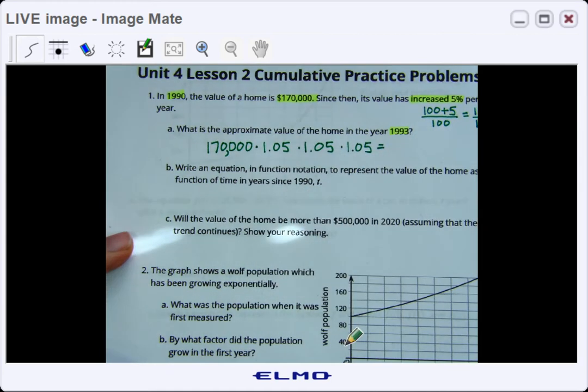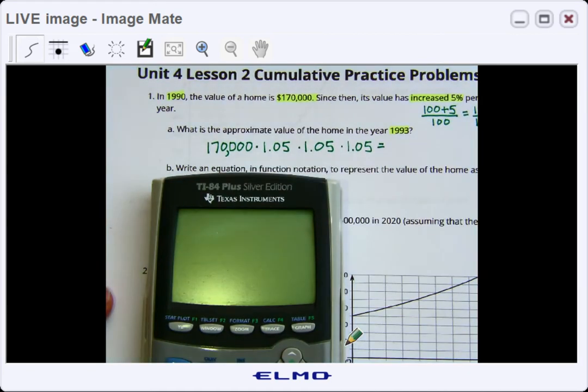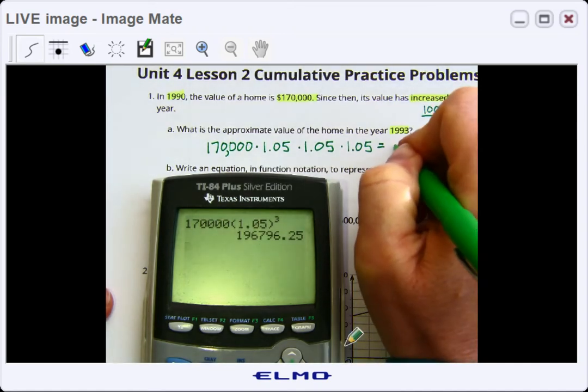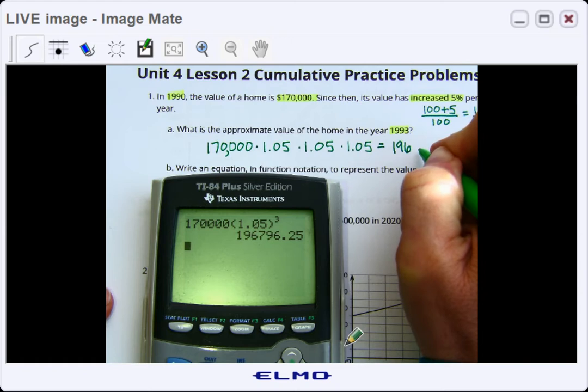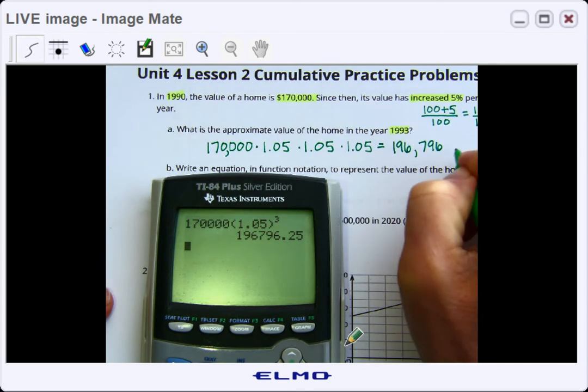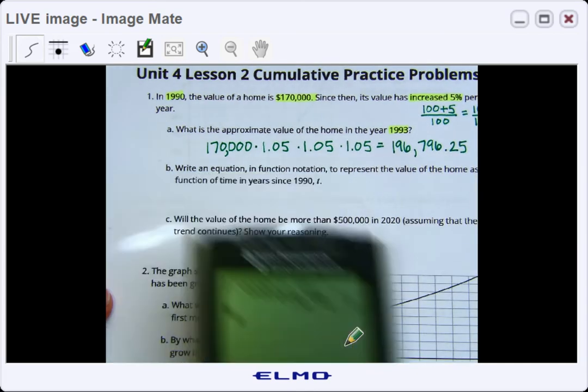Or you could have done that using an exponent. So when I put it into the calculator, I'm going to just use an exponent. 170,000 times 1.05 to the third is 196,796 and 25 cents, which we may or may not have the 25 cents.